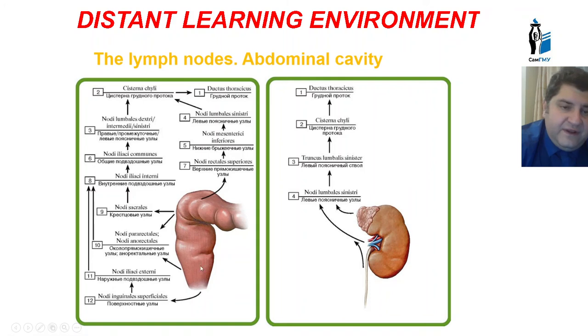But from the inferior and medial part, it passes also to inguinal nodes, to iliac externum nodes, pararectalis and analorectalis nodes, and also to sacral nodes. And next it passes to iliac internal nodes, iliac communis nodes, lumbar nodes, and to the thoracic duct. But from the kidney and from the suprarenal gland, lymph passes to lumbar nodes, for example from the left kidney to left lumbar nodes. Next it passes to the lumbar trunk, and next to the thoracic duct.